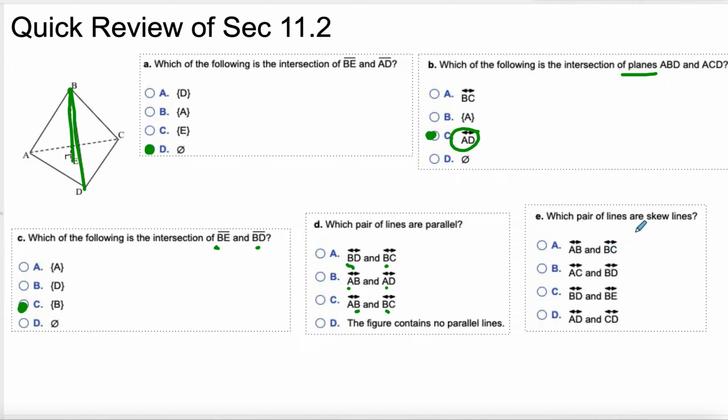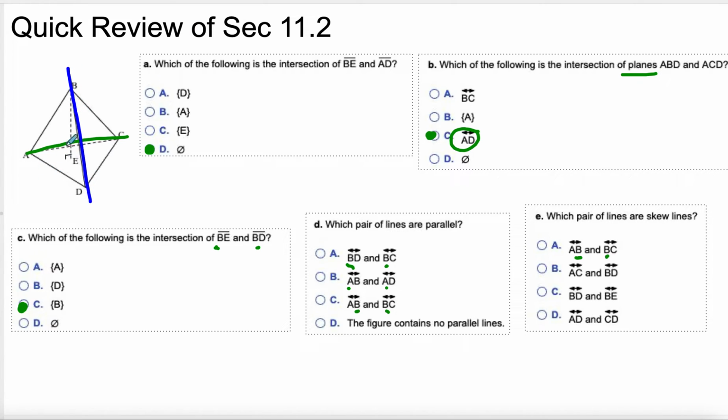Okay, which pair of lines are skew lines? Skew lines are not parallel and they do not intersect, right? AB and BC, I see that point B is the intersection. Let's look at AC and BD. So line AC is in the back there, and BD is here in the front.